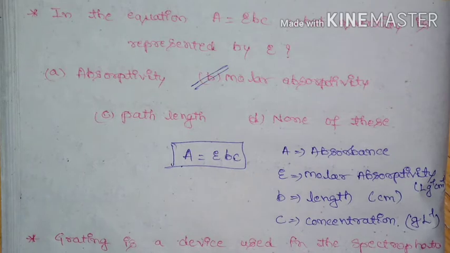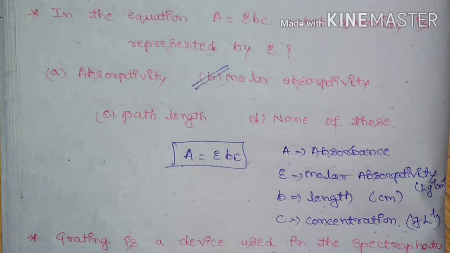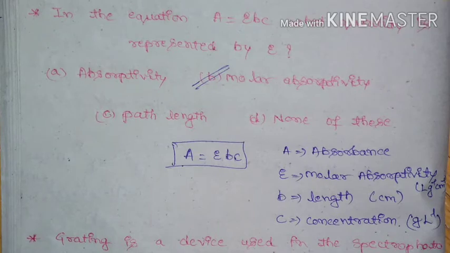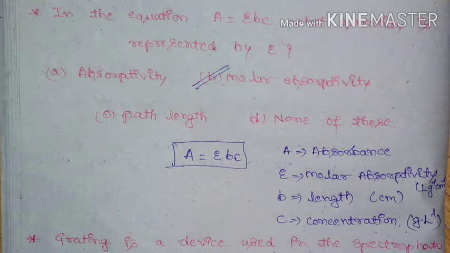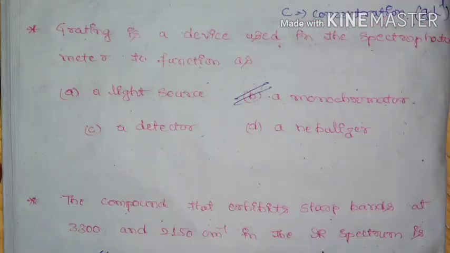Next question: in the equation A is equal to epsilon bc, what quantity is represented by epsilon? As we know, epsilon is the molar absorptivity, and this is the Beer-Lambert law equation, where A is absorbance and epsilon is molar absorptivity. B is the path length, usually expressed in centimeters, and c is the concentration in grams per liter. So this is the Beer-Lambert law equation.